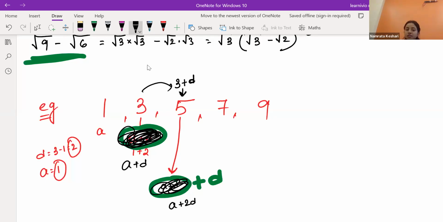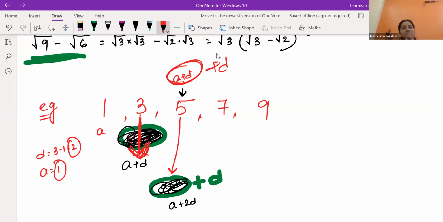But if I have to write in this format, a plus d, previously we have written that the name of this 3 is a plus d. The name of this term is a plus d. So that plus d we are doing, yes or no? And hence it became a plus 2d. Now the name of 5 is a plus 2d.